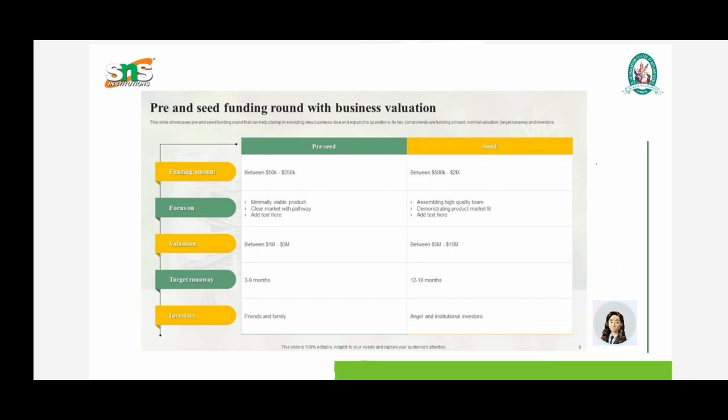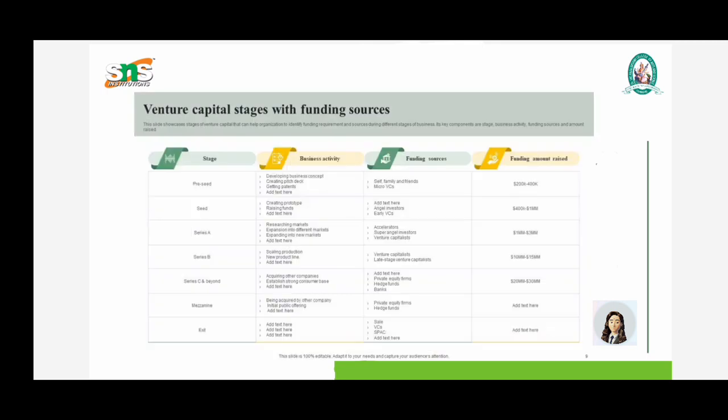Next we see pre-seed and seed funding around business valuation. Under funding amount, focus on valuation, target, then investors. Next, venture capital stages with funding sources. Under this venture capital, it comes under the proceeds: seed, Series A, B, Series C, beyond, etc.